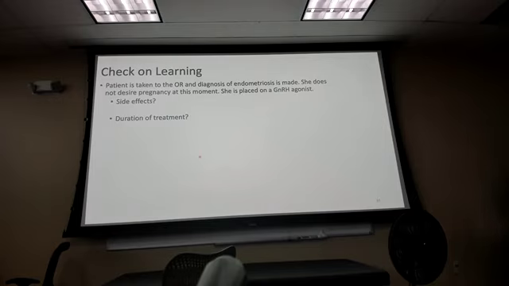Right? On a GnRH agonist, what are the side effects? Hot flashes, night sweats, weight gain, all those things, right? So pseudomenopause. And if we're going to put the patient on a GnRH agonist, what is the time frame in which we should say enough is enough? 12 months. 12 months. Okay.